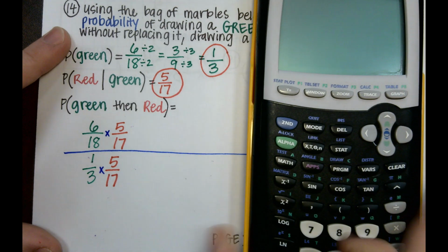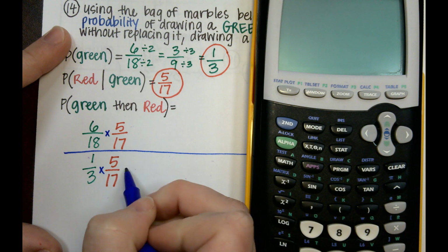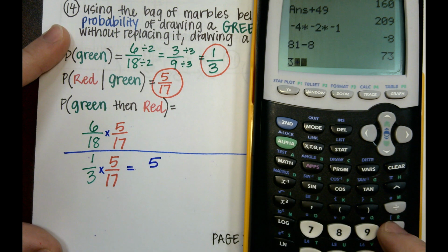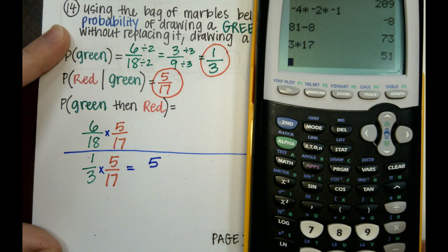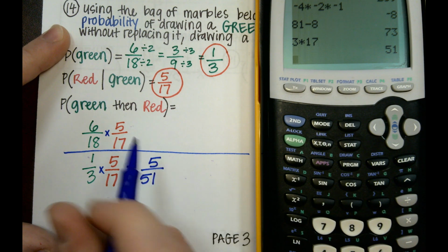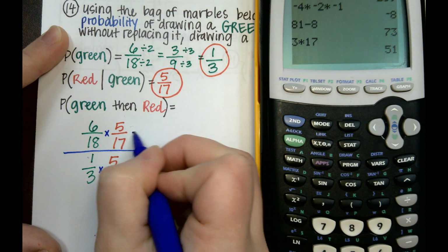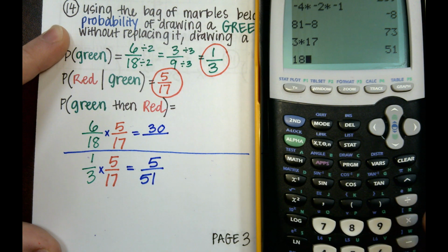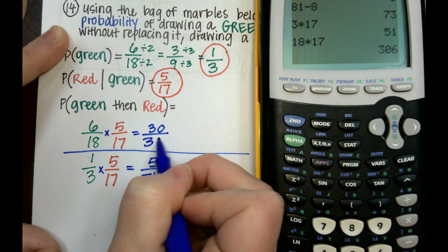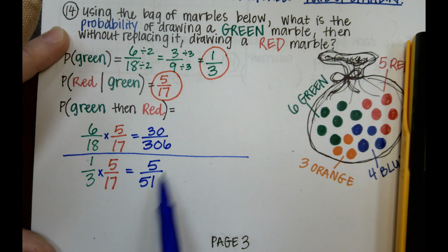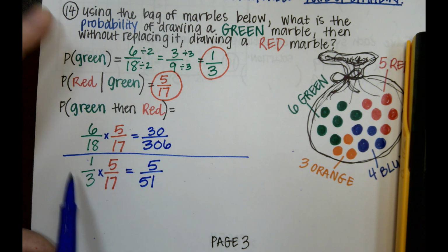So let's make sure. 1 times 5 is 5. 3 times 17 is 51. Okay, and then 6 times 5 would give us 30 over 18 times 17, which is 306. So you're going to get 2 different fractions if you don't simplify.